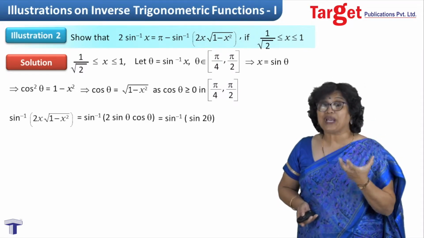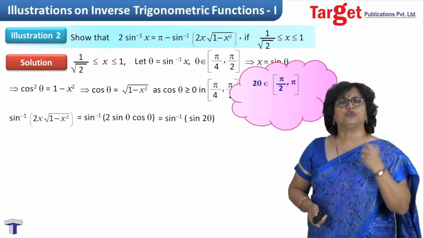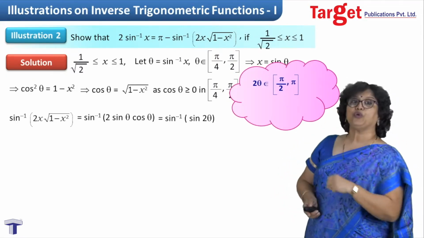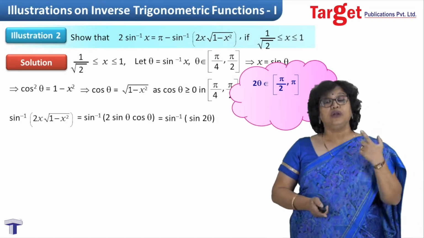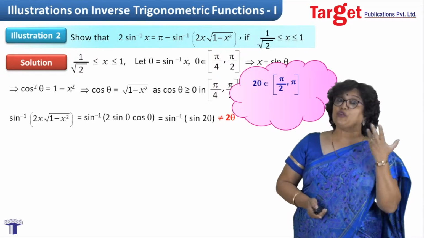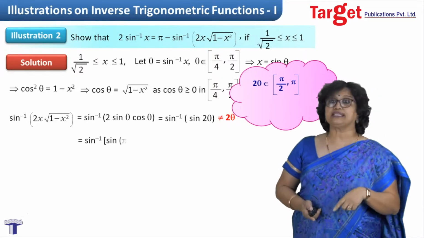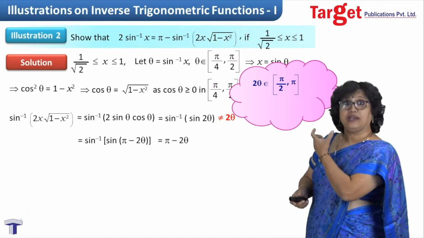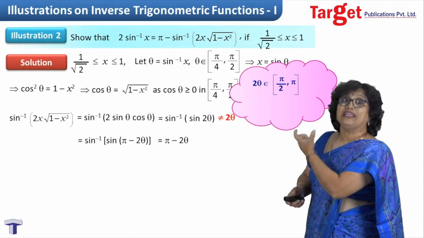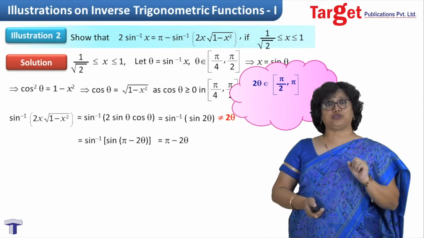Again, don't jump to write it as 2 theta unless you know the condition on 2 theta. Now where does 2 theta lie? 2 theta lies in pi by 2 to pi. So I cannot write the answer for sine inverse sine 2 theta as 2 theta. Correct? So what was the remedy? In our previous sessions, we have done some remedy for this. We rewrite that sine 2 theta, the quantity inside the bracket, and I write it as sine of pi minus 2 theta.